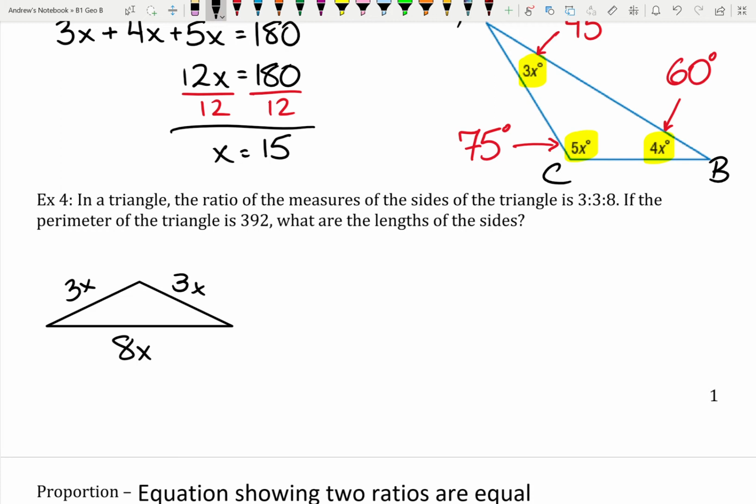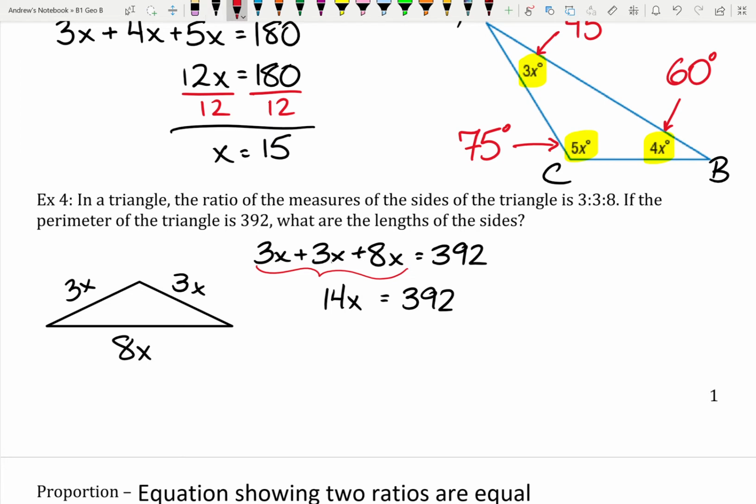If I know that the perimeter of the triangle is 392, well, how do you do it? I know that the perimeter is what you get when you add up all the sides. So I'm going to do 3x plus 3x plus 8x, and that'll equal 392. Not too shabby. So again, over on the left, I can smush all of those together. 3 plus 3 plus 8 is going to give me 14x all together.